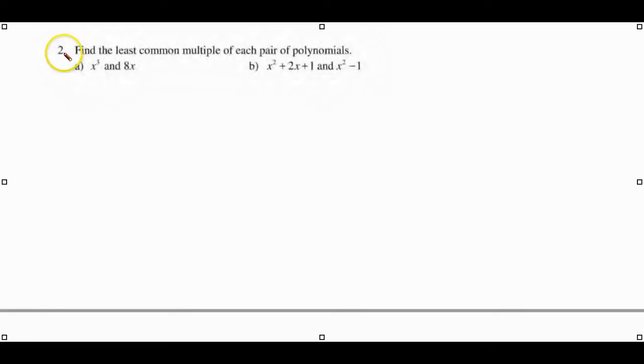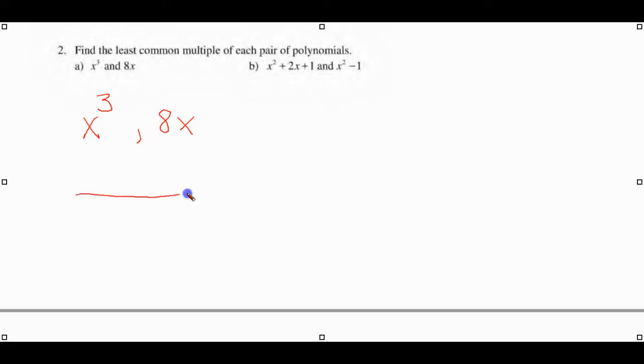In example 2, they're asking us to find the least common multiple of each pair of polynomials. So here we have an x to the third, and we have an 8x.